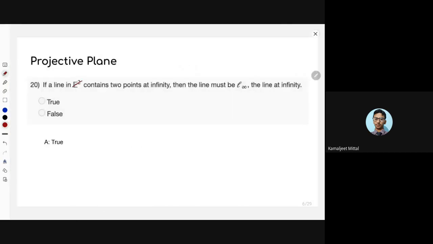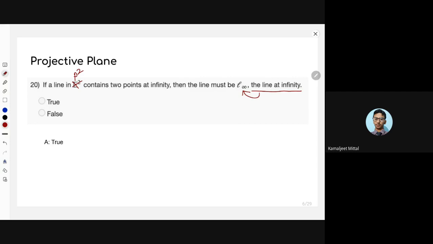So, bear with me. Everywhere I've written E2, it's actually P2. So the question is, if a line in P2 contains two points at infinity, then the line must be L infinity, which is the line at infinity. Is the question clear to all of you?